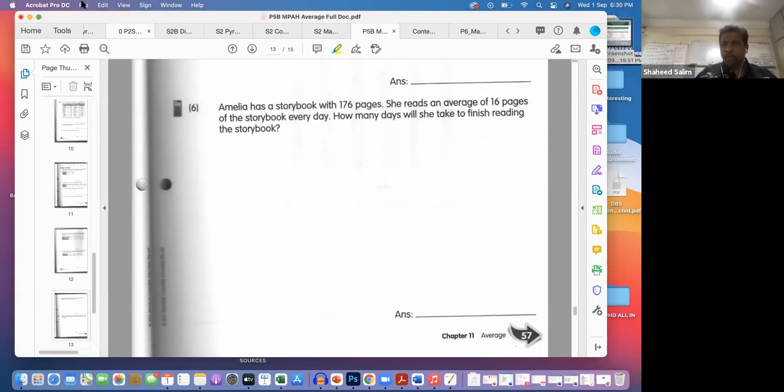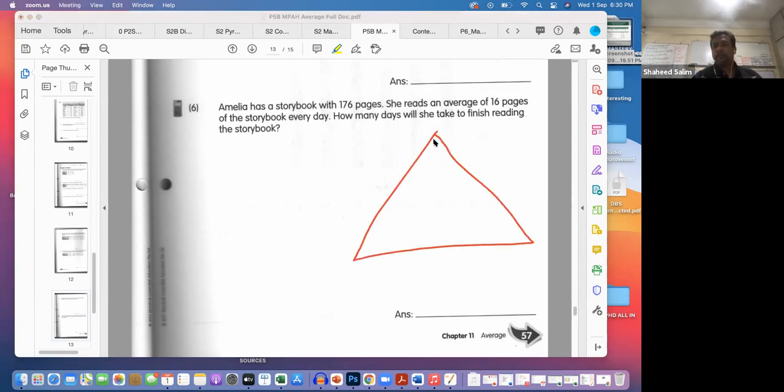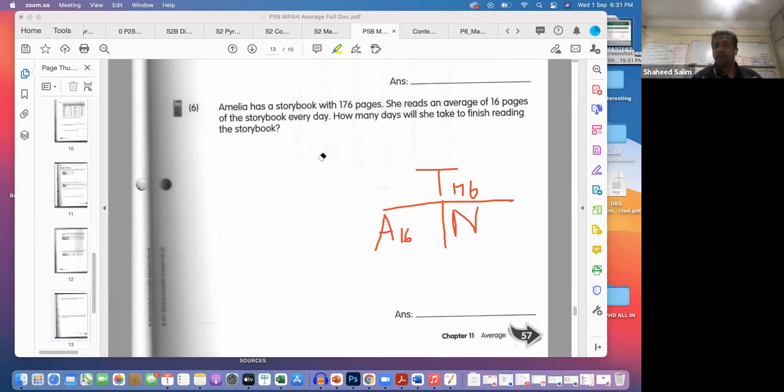Come, are you all able to do it now? You write down this triangle. What do you have? Total. What is total? 176. Then what else do you have? Average, 16 pages a day. What's the number of days you need? I want to find number of days. Very simple. What do I do? Remove number. What do you get? 176 divided by 16. You will get 11 days.